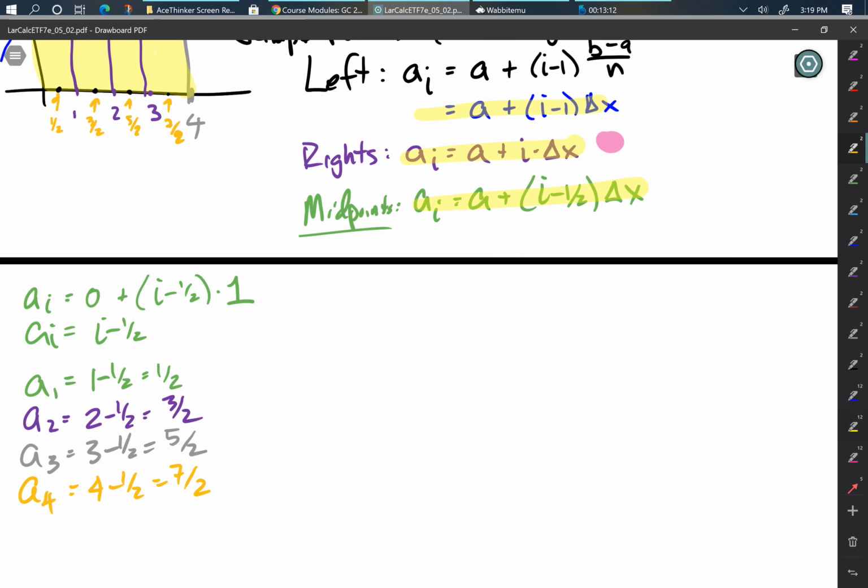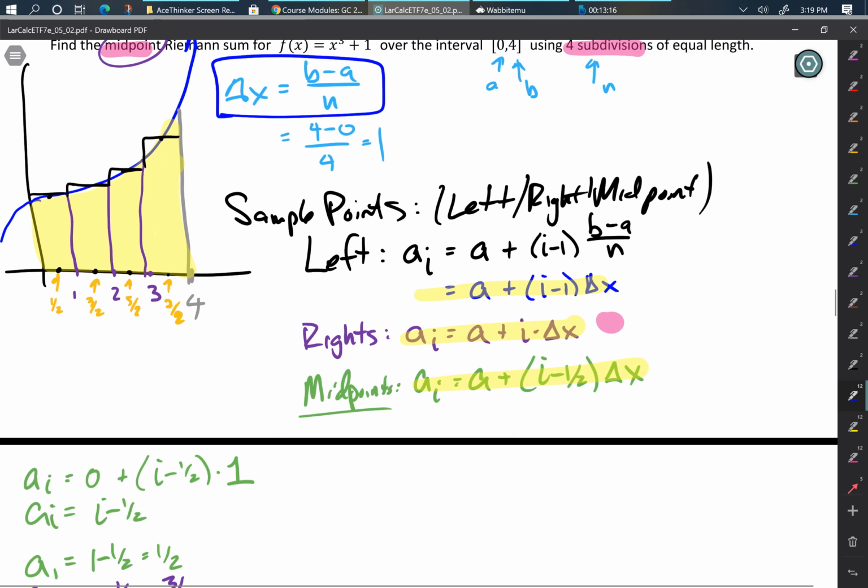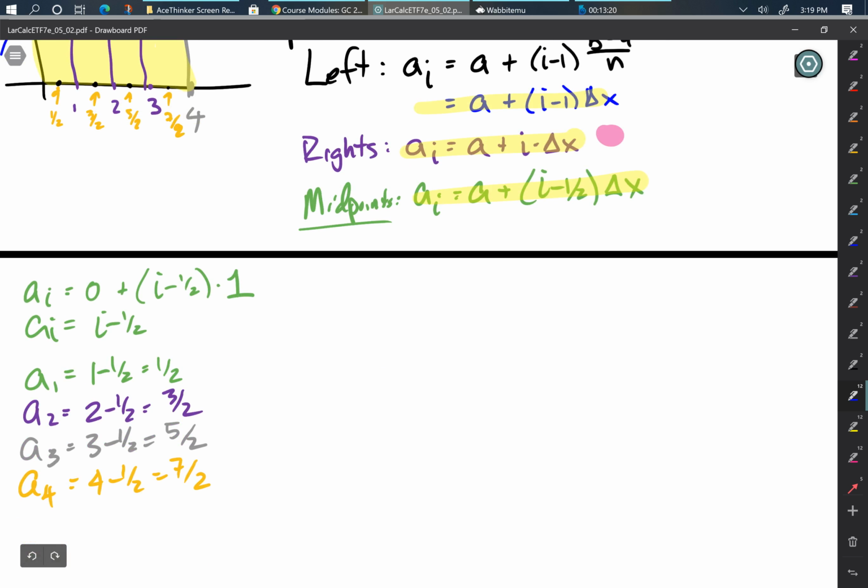All right, so just review. My job is to find an approximation for the yellow area by breaking it up into 4 rectangles and measure the height by using midpoints. These are what we're calling our sample points. Our sample points are the x's that we will use to find the heights. Okay, you ready? Now I'm going to go find those areas.